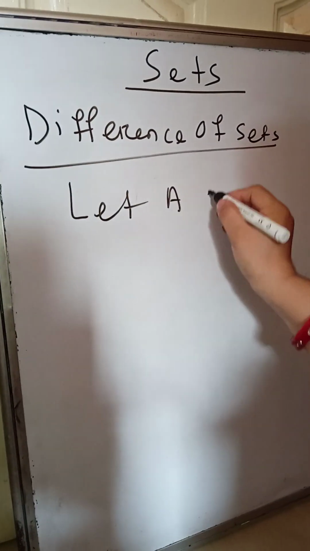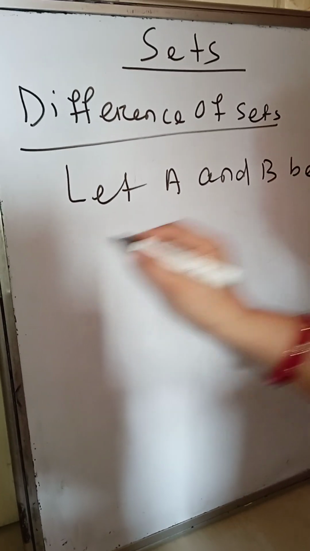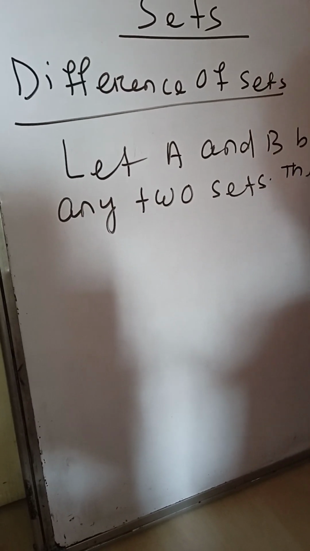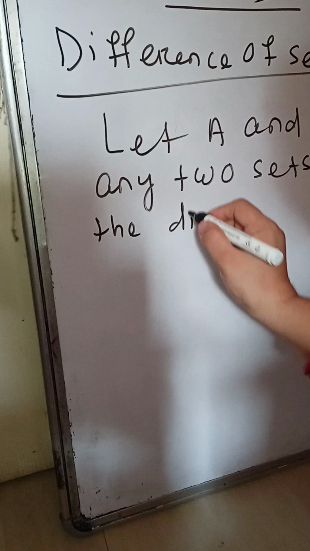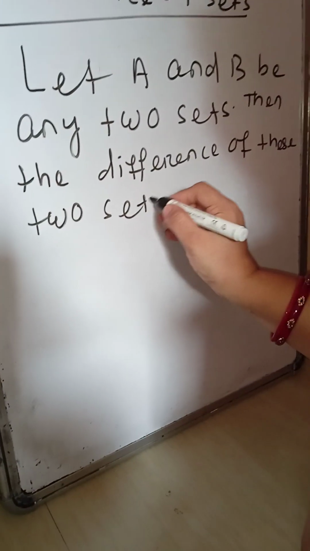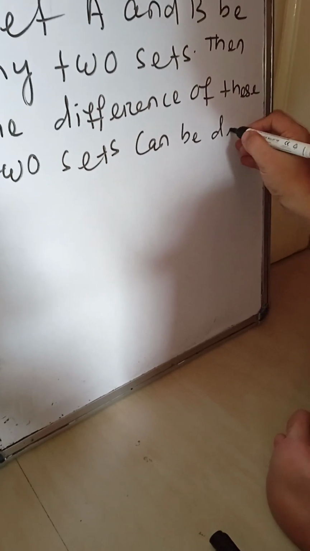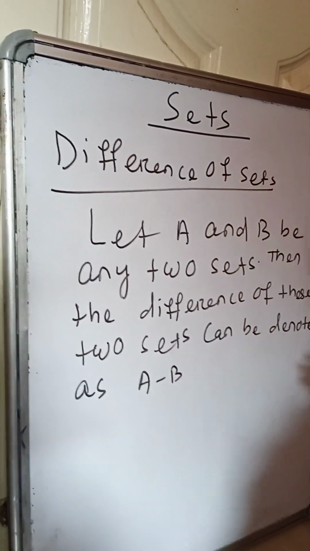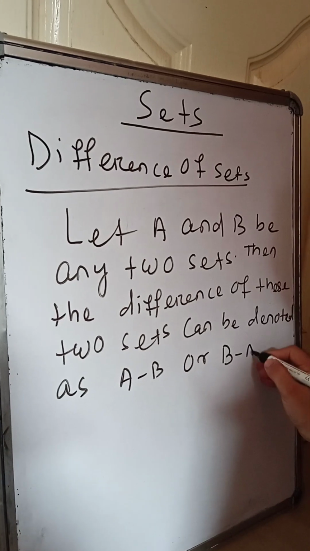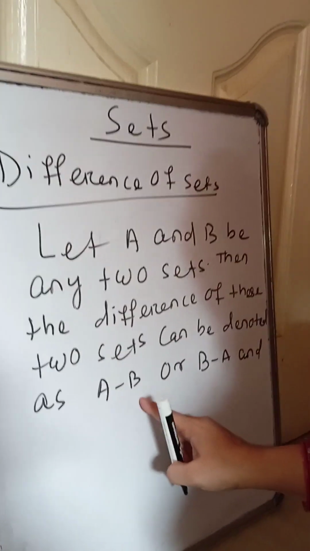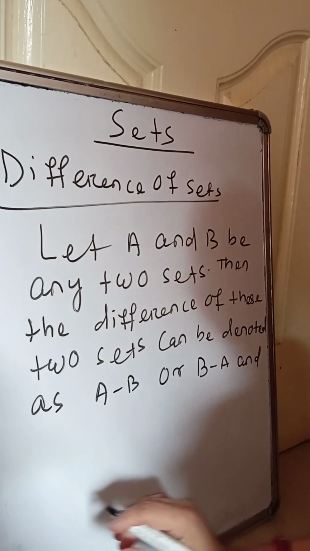Let A and B be any two sets. Then the difference of these two sets can be denoted as A minus B, or we can say B minus A. So the difference of these two sets A and B, one can be A minus B and another can be B minus A. So how is it defined?